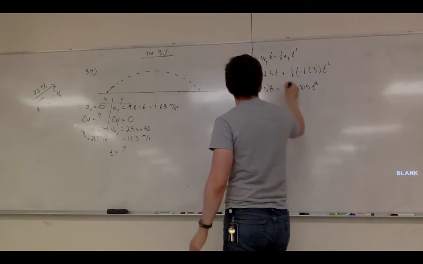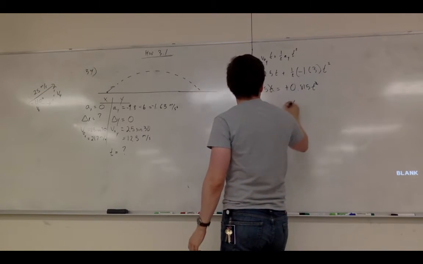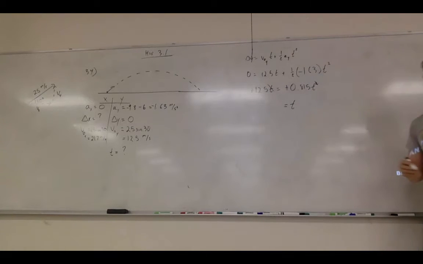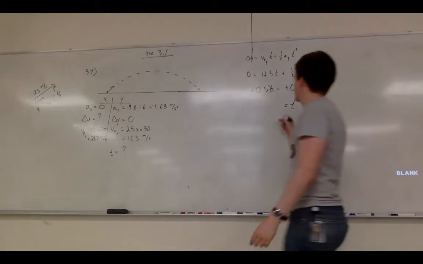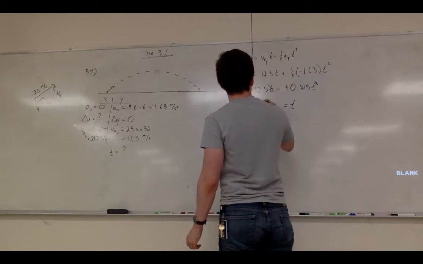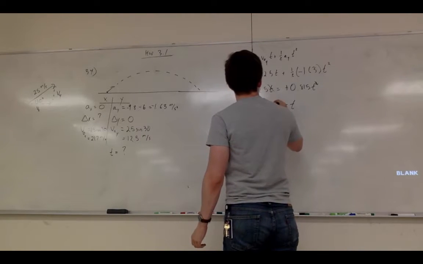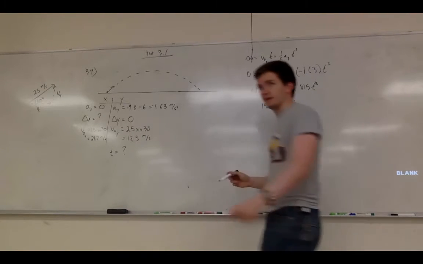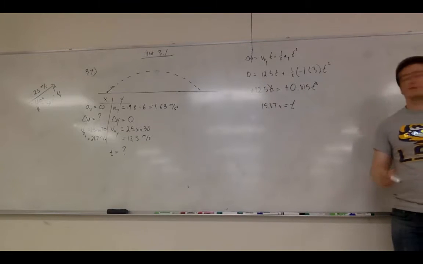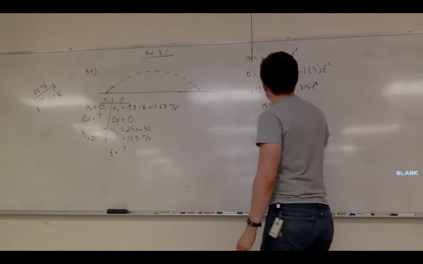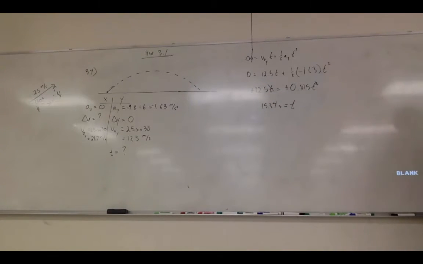Okay, so I'll go ahead and cross out the negatives as well. And I end up with t is 12.5 divided by 0.815. What do I get? 15.337. 15.34 seconds. Okay, good. We're doing good.